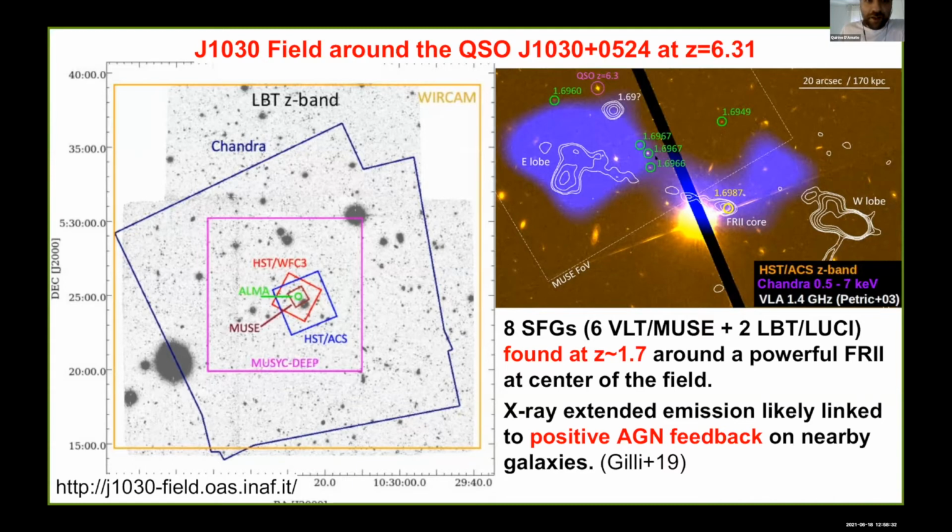We propose that the diffuse X-ray emission originates from a shock-heated expanding bubble that is inflated by the energy of the FR2 and compresses the cold gas in nearby galaxies, triggering star formation. Actually, these galaxies show a specific star formation rate that is higher, on average, than that of the other known members of the structure. If confirmed, this will be the first evidence of positive AGN feedback on scales of several hundreds of kiloparsecs.